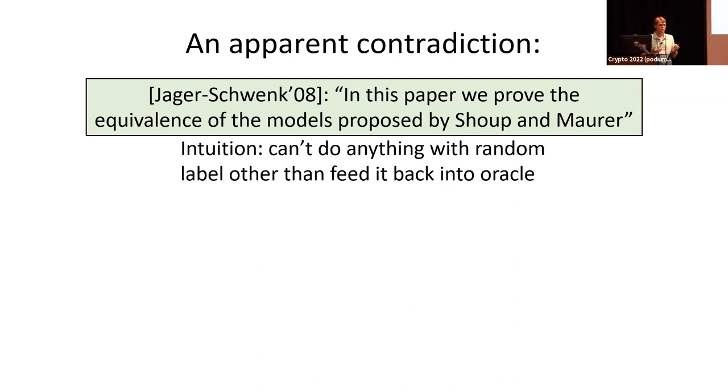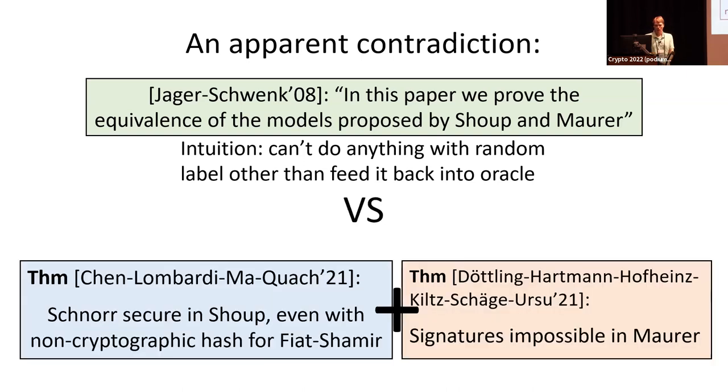And so really, it seems like all you can do with a random label in Shoup's model is feed it back into the oracle. But if all you're doing is taking outputs of the oracle and feeding them back into the oracle, or, okay, fine, maybe you can also test equality, really all you can do, it seems like, is work in Maurer's model. And vice versa, there's an intuition for why, if you have a Maurer model adversary, you might be able to get a Shoup adversary.